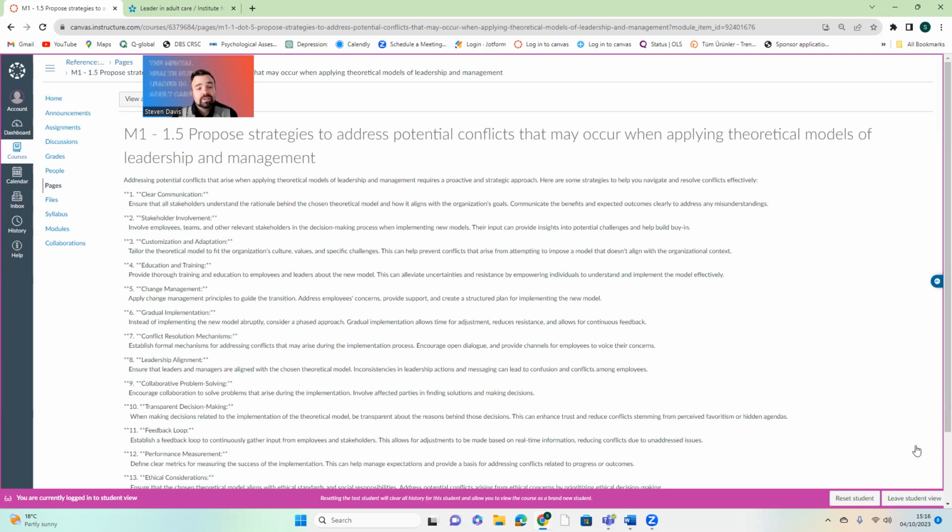So 1.5 looks at strategies to address those potential conflicts, applying those theories and models. Again, around leadership and different management. So leaders being much more inspirational, thinking about innovation, policy change, culture change, behavior change, and managers following processes. So think about which one you want to be here. But here's some clear strategies, you know, clearer communication. Great. We all know clear communication is the way forward.